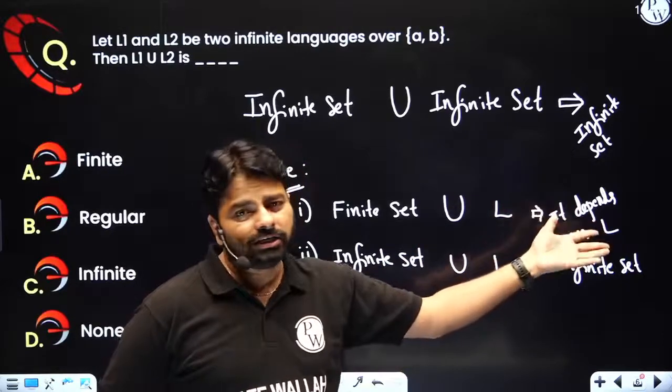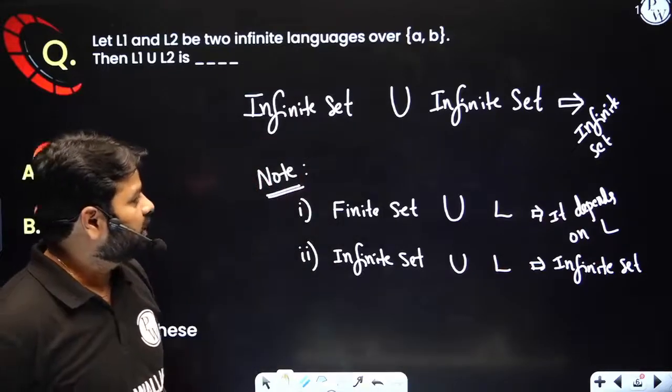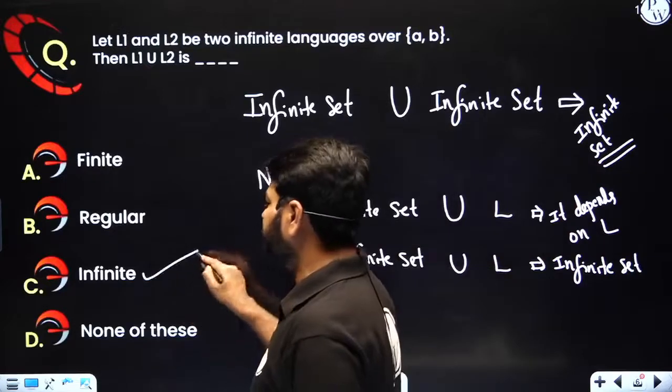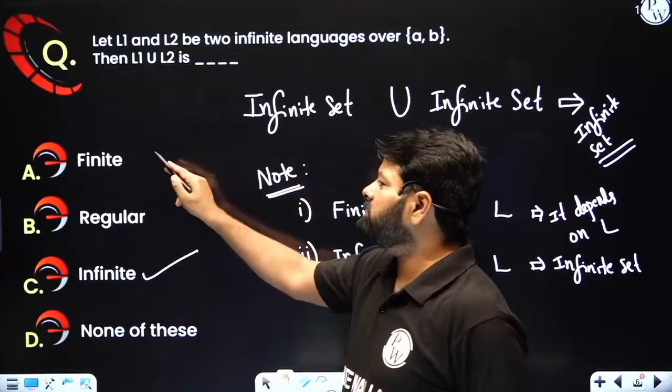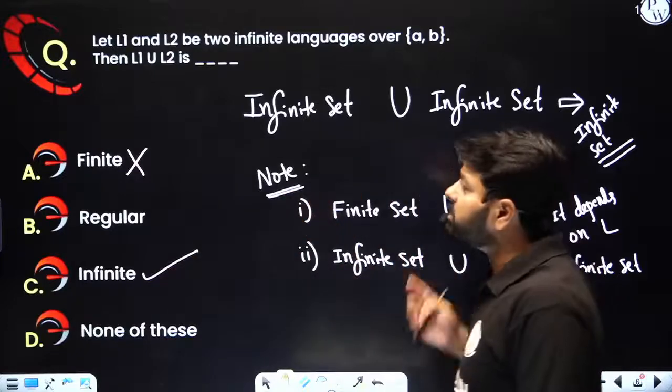So the result is changing depending on the L. This is how you should think about it. Fine. Now what is the result? If it is an infinite set, then we will choose infinite. And definitely it is not finite, we got to know. But talk about regular. Is it regular?